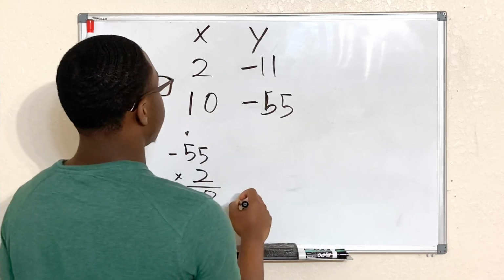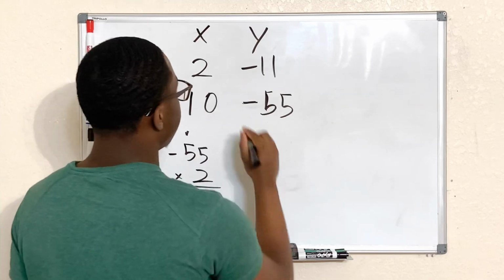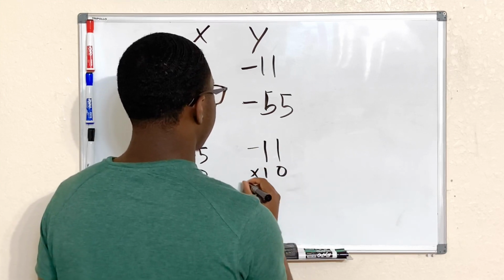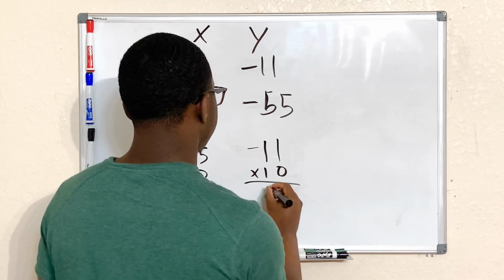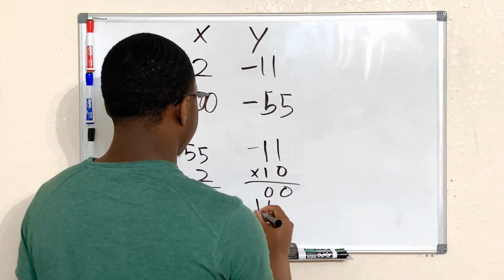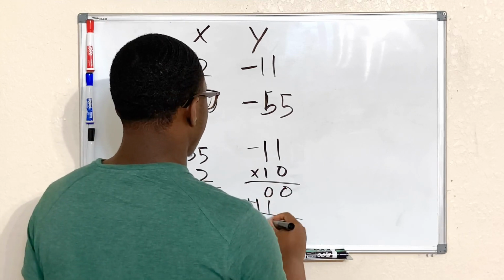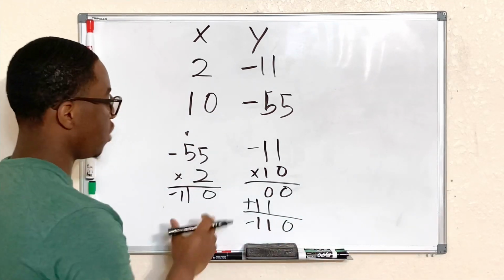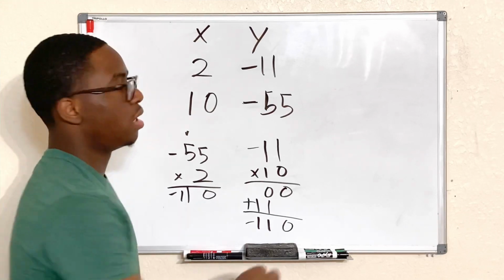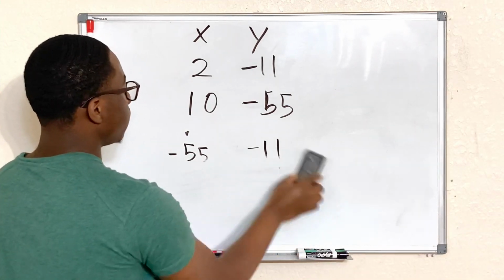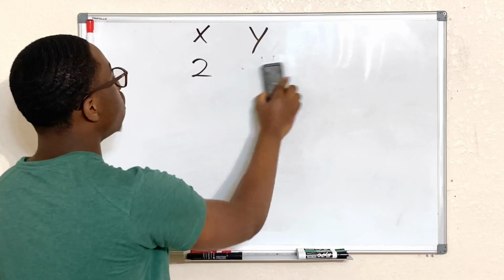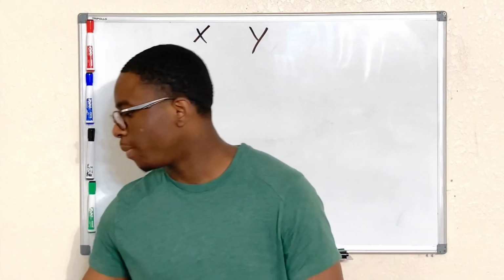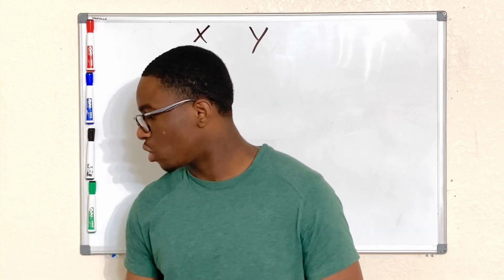And then we're going to do the same for 10 and -11. -11 times 10, right? 0 times everything is 0. 1 times everything is itself. We're going to add that. We get 110, and don't forget the negative. So therefore, we know that this proportion is correct because both multiplications give us a -110, right? So as of right now, you could pause the video and actually try and see which of the other 2 are non-proportional. Give it a try, right?